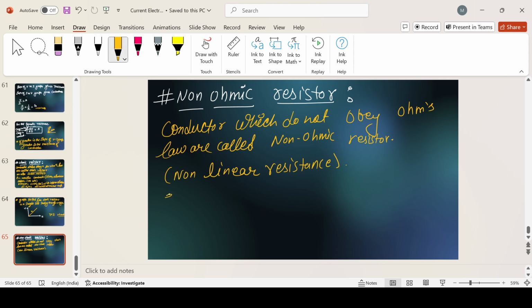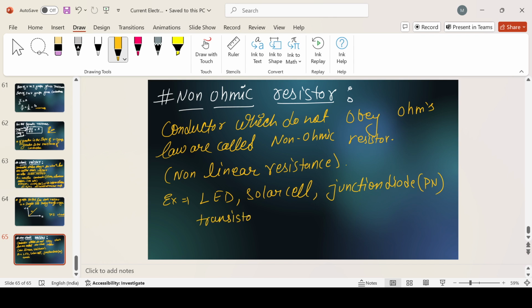Examples for this are LED, that is light emitting diode, solar cells, junction diode which is made up of semiconductor, that is also called PN junction diode, ठीक है? Then transistors and filament of bulb.